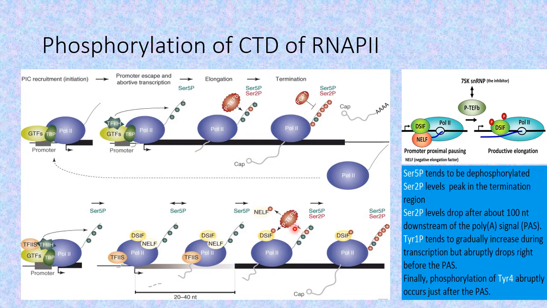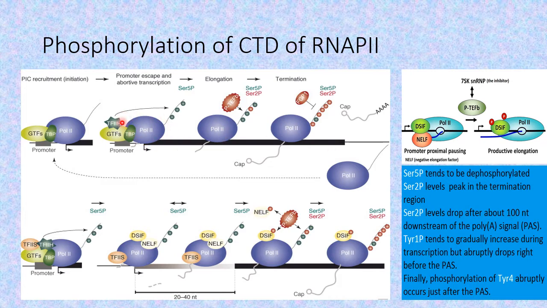Along with this, the factor also has kinase activity, and it is responsible for phosphorylation of different residues of the C-terminal domain of RNA polymerase II. Now, there's a sequence of phosphorylation and dephosphorylation of various residues.